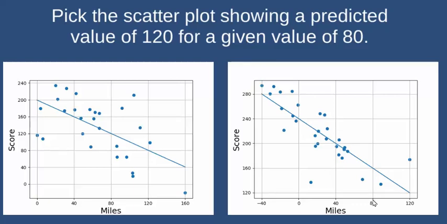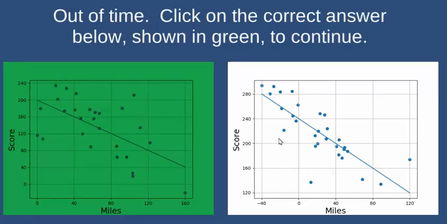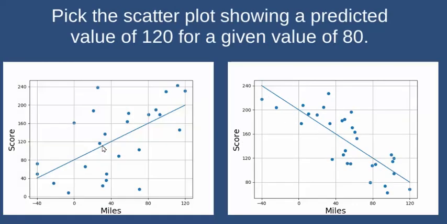Taking a look at the next scatter plot, a given value of 80 here would lead us to predict 160. So this scatter plot on the right isn't the correct answer. That means the scatter plot on the left would have to be the correct answer. For a given value of 80 miles, the predicted score would be 120. So we go with the scatter plot on the left.